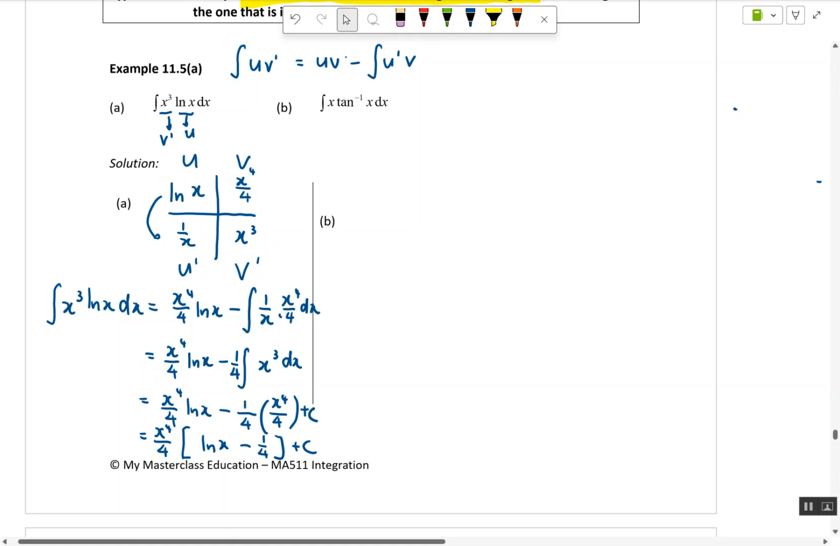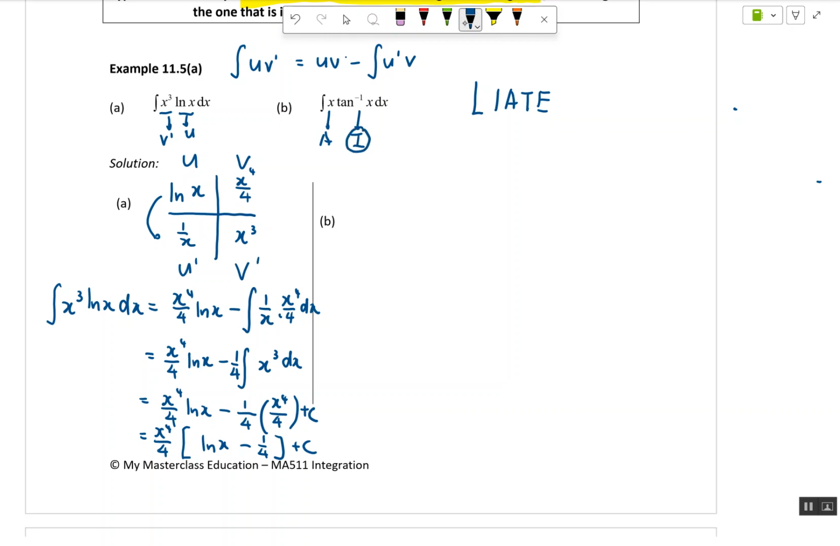That is how you apply integration by parts if only one of them is integrable. Just now I also talked about using LIATE. If you look at your right, these are what each letter stands for. I know that this is algebraic and this is inverse, so I comes before A using LIATE. That's where I choose him to be my u and he will be v prime.